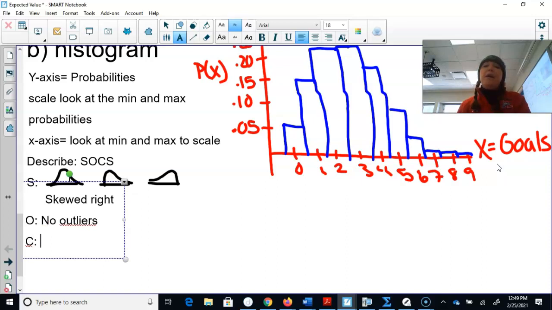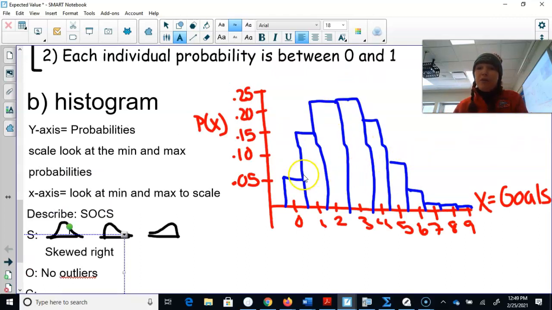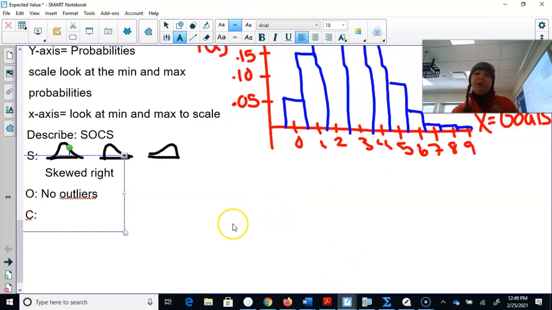The center: right now you are just going to estimate, or approximate, eyeball it. If you could pick one number to say, on average, this is the number of goals scored in a hockey game, what number would that be? I'm going to say somewhere between 2 and 4, okay? Somewhere between 2 and 4. And some of you are going to feel uncomfortable, but just do your best here. You are just approximating or estimating based on this graph, okay?